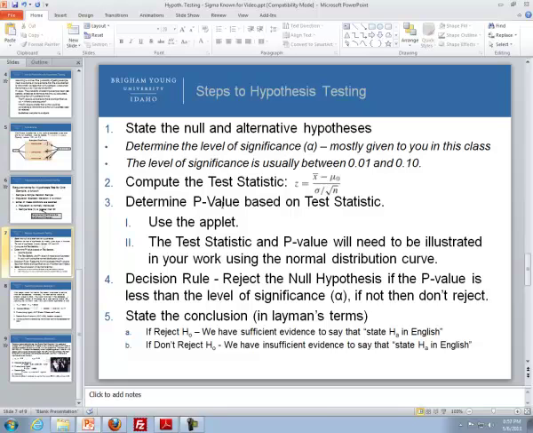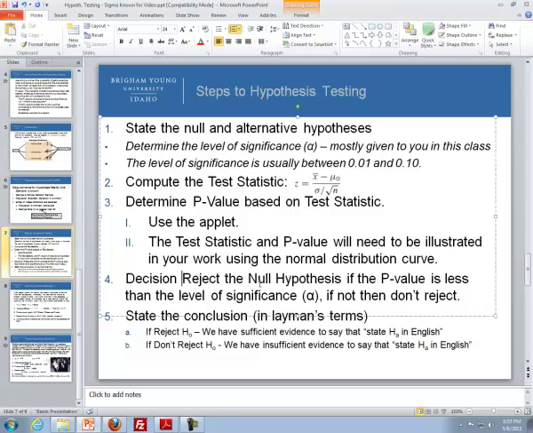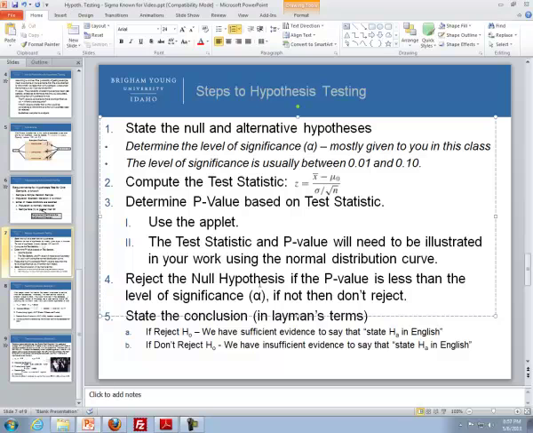Then step 3 is to get the p-value, and we'll use the applet to get the p-value. And then step 4 and step 5 are what you're going to be seeing throughout the semester. Step 4 is the decision rule; we would all ignore this, because we don't have that as a definition. But we reject the null hypothesis if the p-value is less than the level of significance. If not, then we don't reject. And then we state our conclusions. If we reject the null, we have sufficient evidence to say that, and then we state the alternative hypothesis in English. If we don't reject the null, then we have insufficient evidence, and we state the alternative in English. So I'll go through a couple of completed examples in the next slides. Let's get to it.